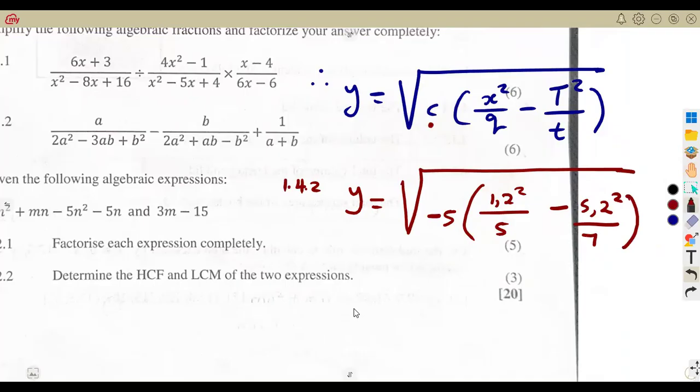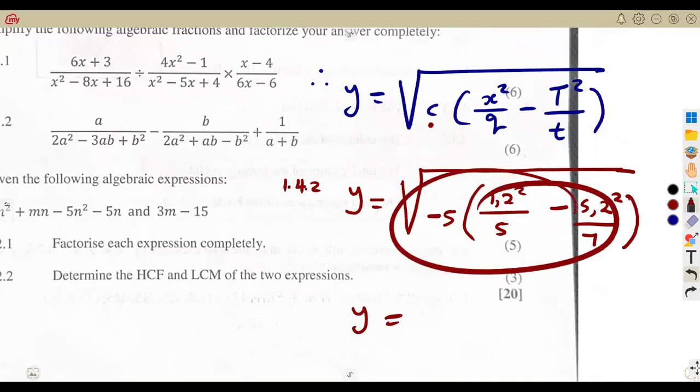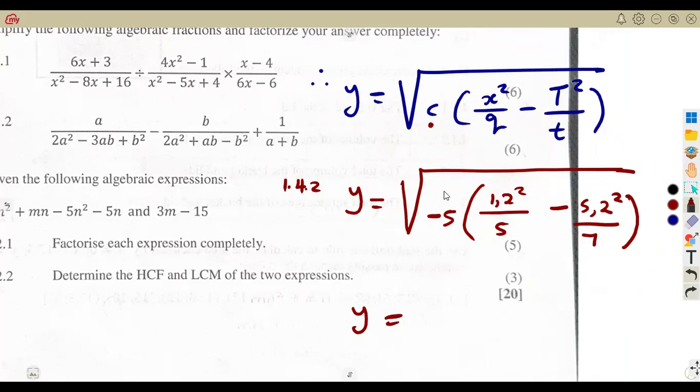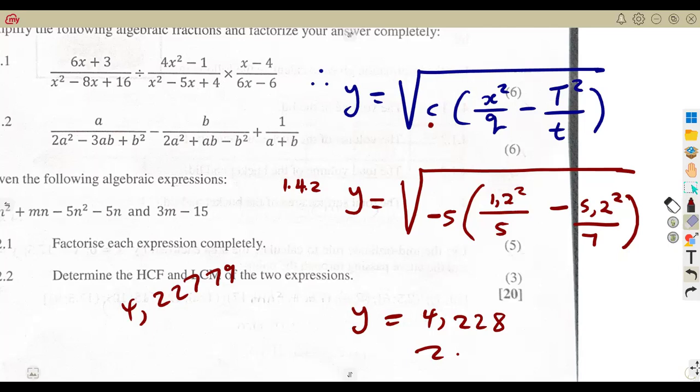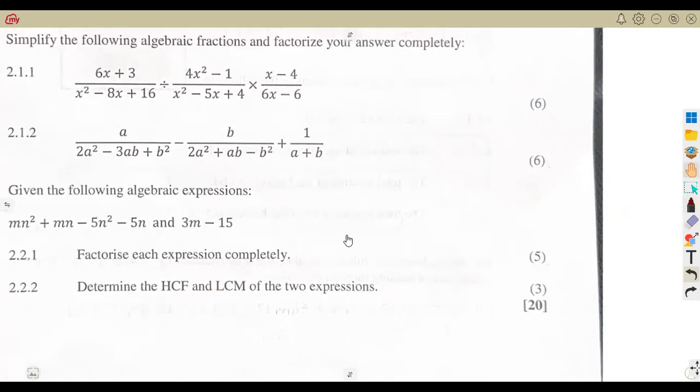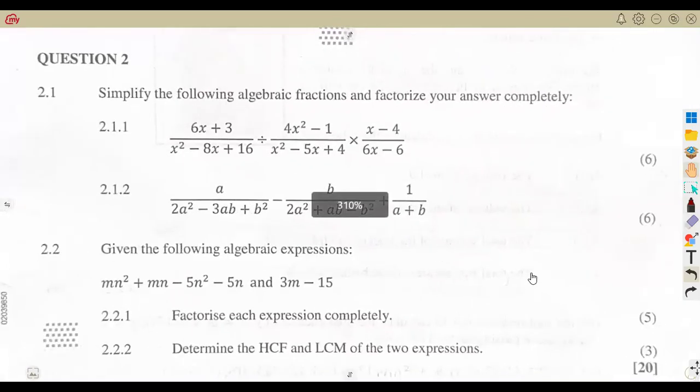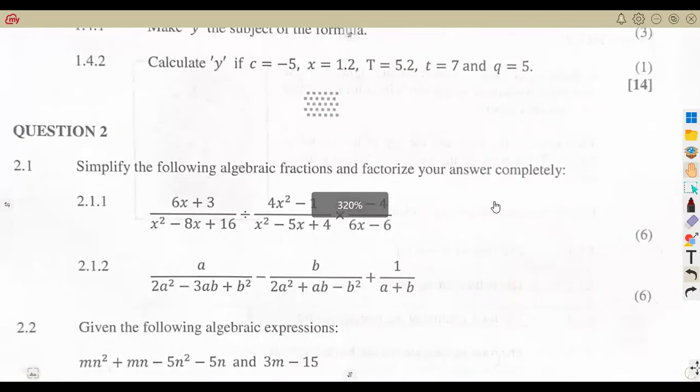Already, y is the subject, so you substitute. Use your calculator to simplify. It's just 1 mark there, so just use your calculator at once. It was going to give us 4.22779, something like that, which is going to be 4.228 to 3 decimal places. Remember, you can even fix your calculator directly to 3 decimal places. So questions can be given in that manner. You make the subject of the formula, then from there, they want you to make a substitution. So that was our question 1.